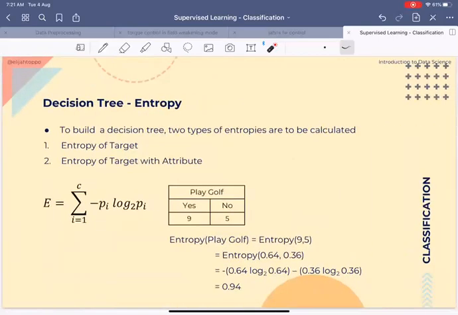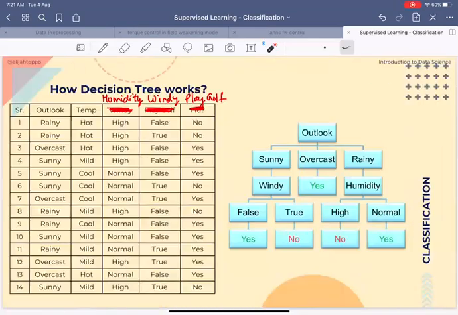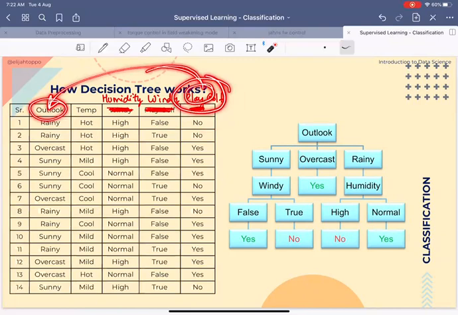For creating a decision tree, we will use entropy, and there are two kinds of entropies that we want to calculate. The first type is called entropy of the target. The second is entropy of the target with attribute. Here our target is play golf, and these are our 4 attributes: outlook, temperature, humidity, and windy. So one is just the entropy of the target, entropy of play golf, and the second is entropy of the target along with a feature attribute, so entropy of playing golf with respect to outlook, with respect to humidity, and so on.